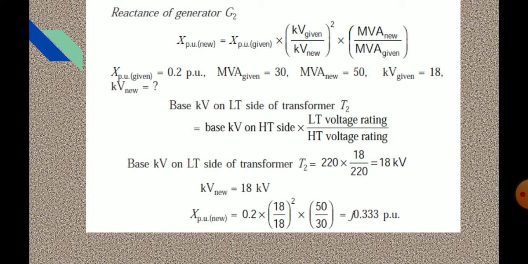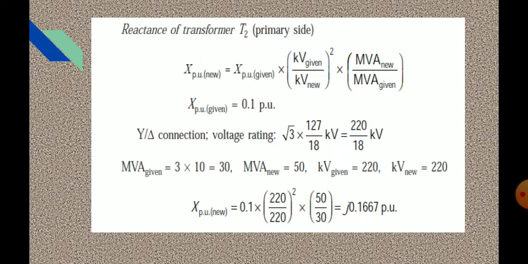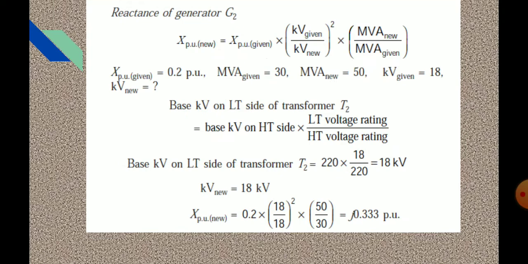Next, for generator 2, the values are given directly. We must calculate using the formula. Next, for transformer 2, we have to fix the base kilovolt. For that we are using this formula, finding the kilovolt. Then we are going to find the reactance of generator 2.